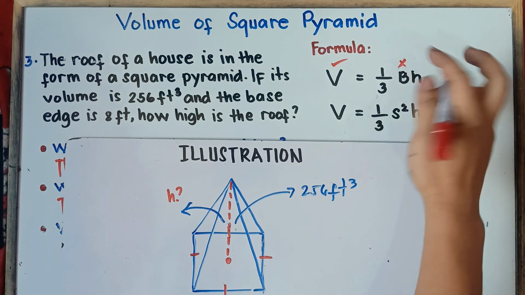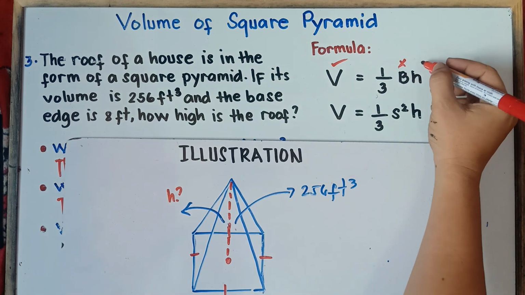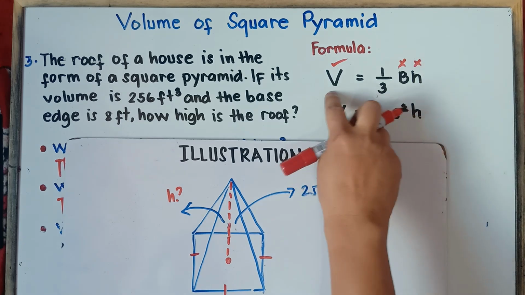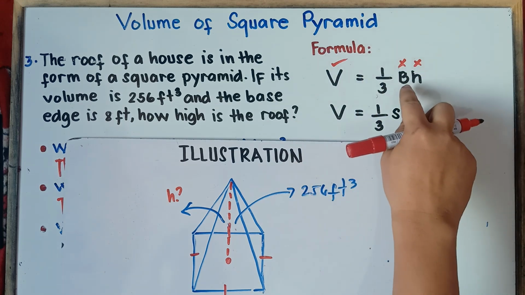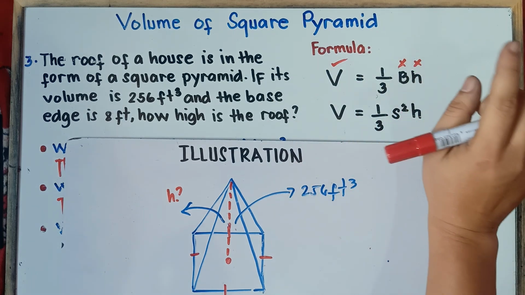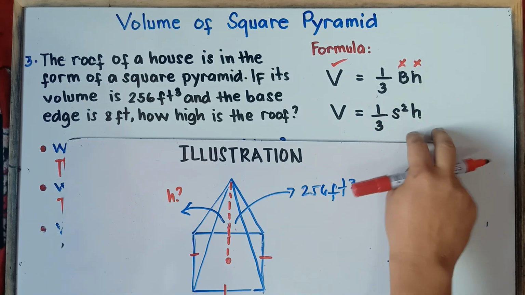Do we have the height? Nope, we're told to find the height. So therefore, class, we cannot use the first formula because we have two unknowns. We don't have the area of the base and we don't have the height. So let's check the second formula.